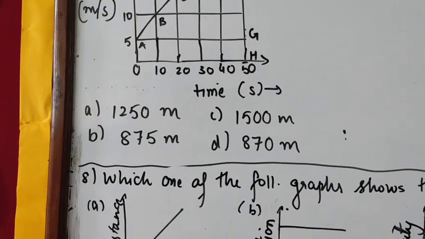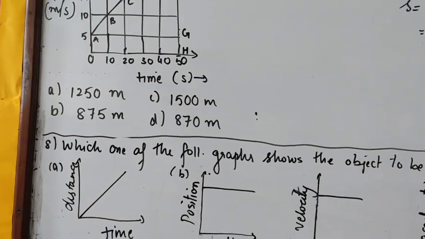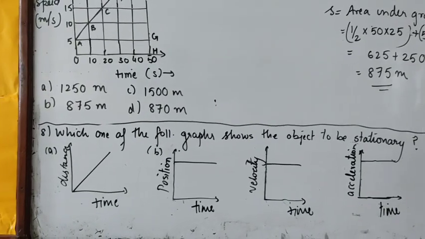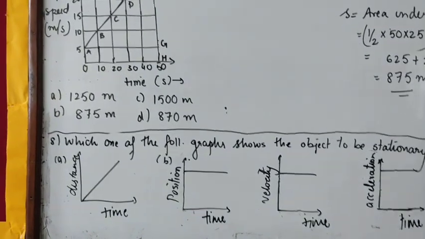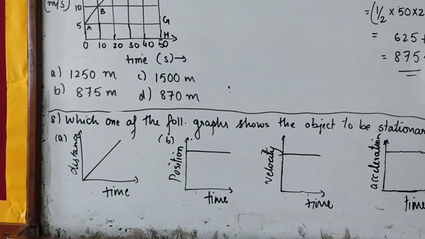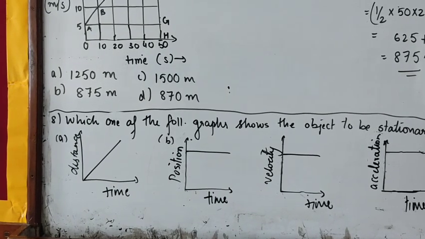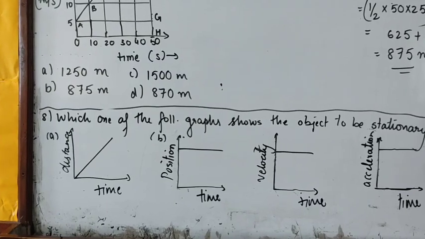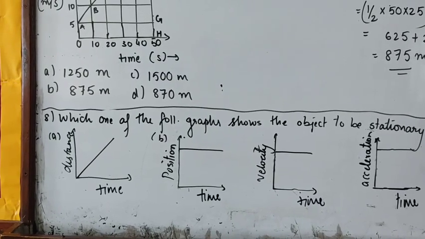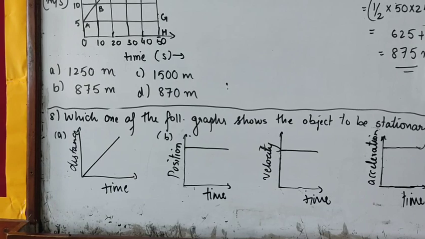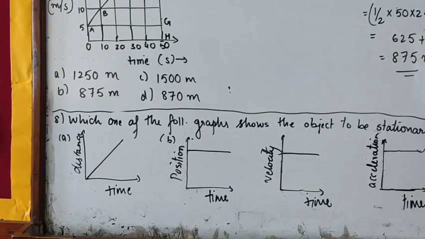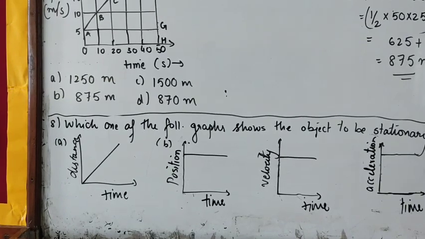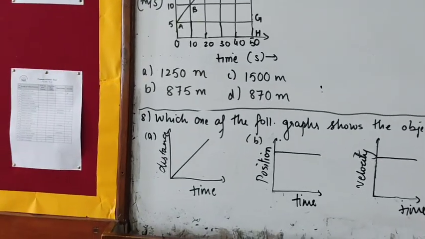Now the next MCQ. Which one of the following graphs shows the object to be stationary? All the 4 graphs here are different. First is a distance-time graph, second position-time, third velocity-time, fourth acceleration-time. In the first graph, the distance-time graph is a straight line inclined to the time axis, which means equal distance is covered in equal intervals of time. So this is a case of uniform motion. So graph A is for uniform motion.